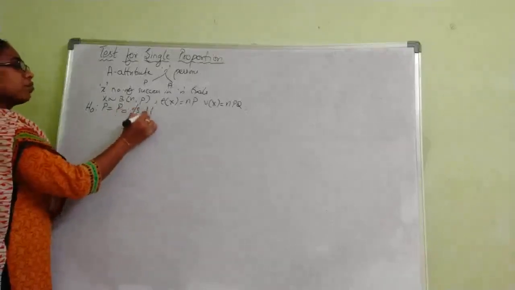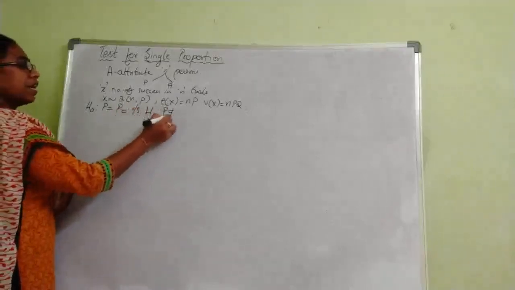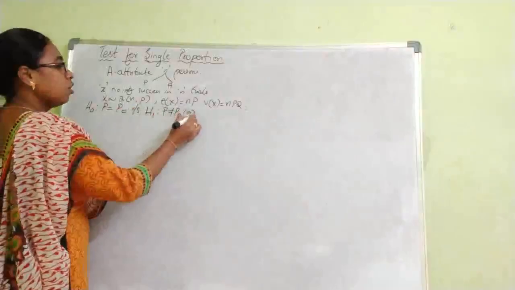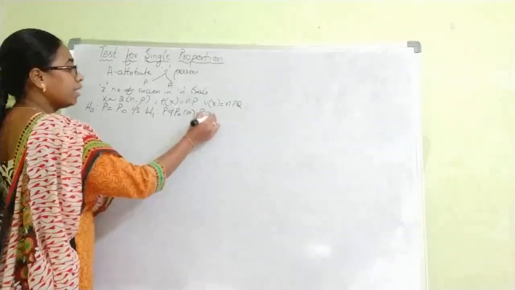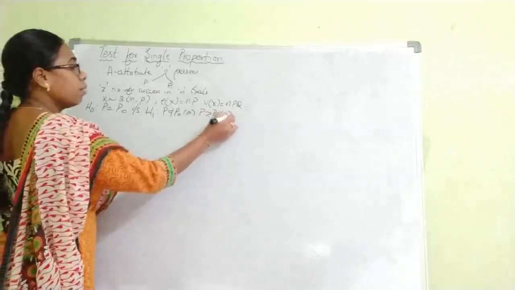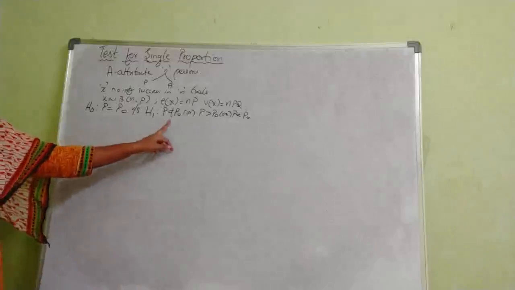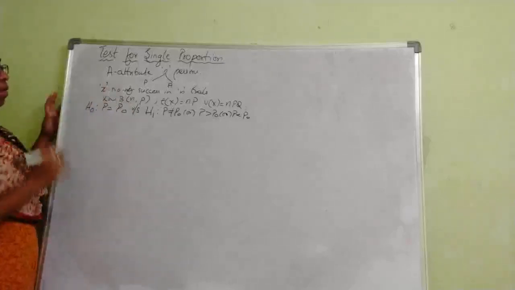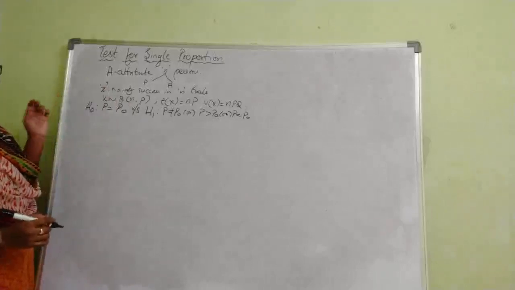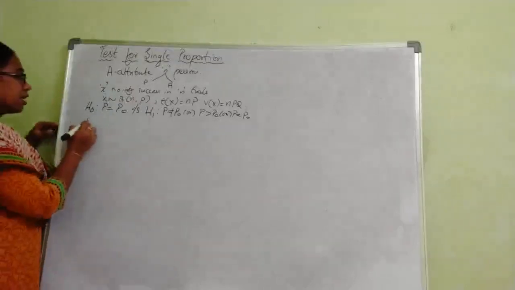Against the alternative hypothesis, which can be written as p not equal to p naught, or p greater than p naught, or p less than p naught. So there are three possibilities of writing the alternative hypothesis. Now I said that here x follows the binomial distribution with n comma p.